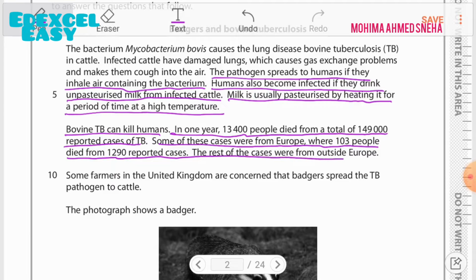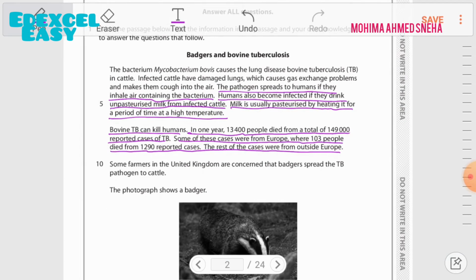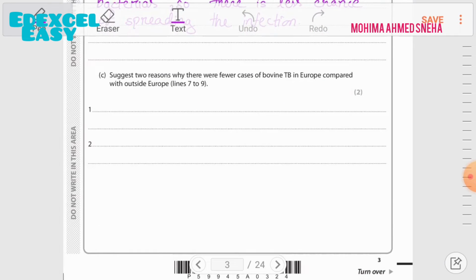The rest of the cases were from outside Europe. So we can say that in Europe only 103 people died, and the total number of cases of TB was 1290, which is a lot less compared to the entire world. This is because fewer people live in Europe compared to the entire world. And maybe the cattle were vaccinated in Europe, or screened before, or killed whenever they were detected with the bacteria. We only have to write 2 points for this. So let's write the 2 points.